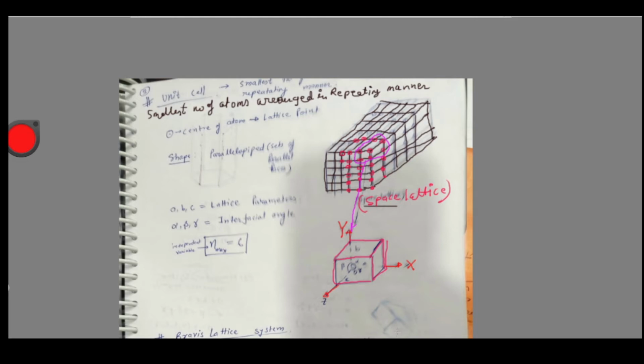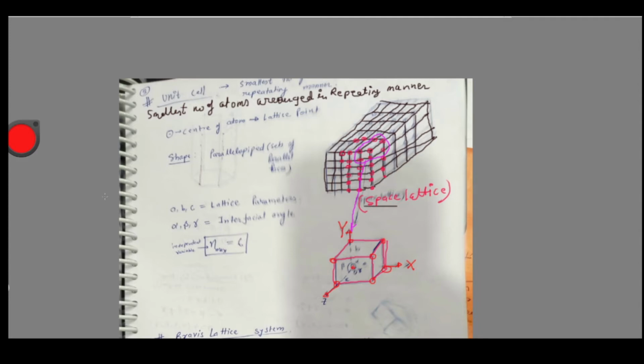So this small unit is the smallest number of atoms arranged in a repeating manner. One atom is here, here, here, here, here, and here also. Okay, so this is one unit cell.